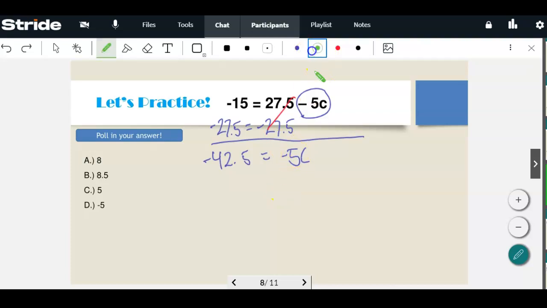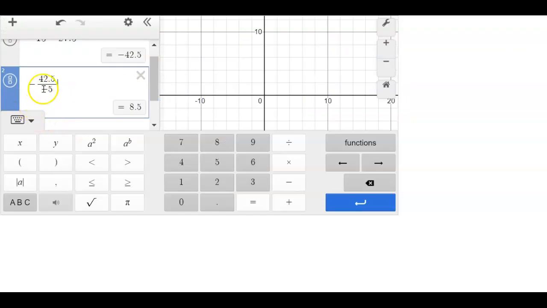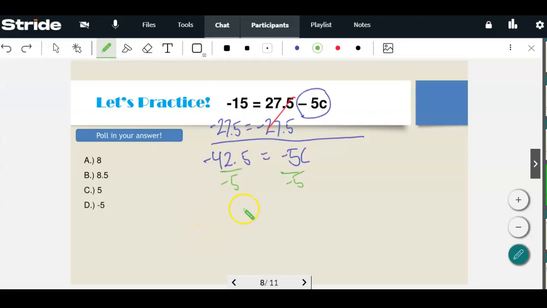All right, so again, that was negative 5 divided by negative 5. You have to be careful with this calculator. Make sure that the negative sign is with that 5, and then you have it with the 42.5. Otherwise, it's going to give you the wrong answer. So C is equal to 8.5.